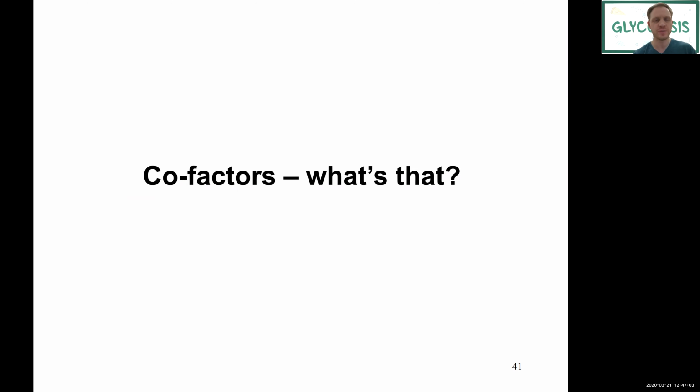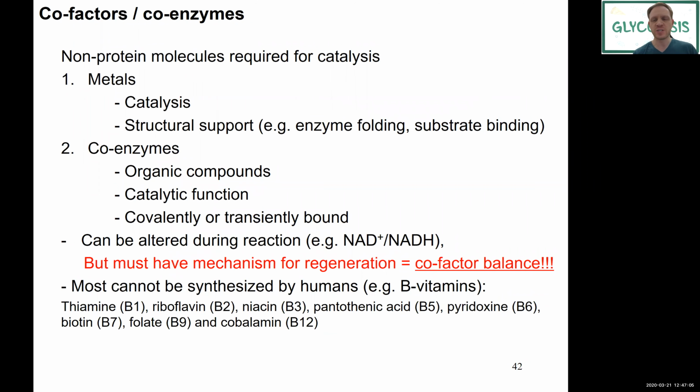So what are cofactors? There are actually different kinds. We can have metals, for example. These can be bound to enzymes and can be important for catalysis of the enzyme, or they can be bound to enzymes and actually provide structural support, can be important in enzyme folding, substrate binding, and so forth.